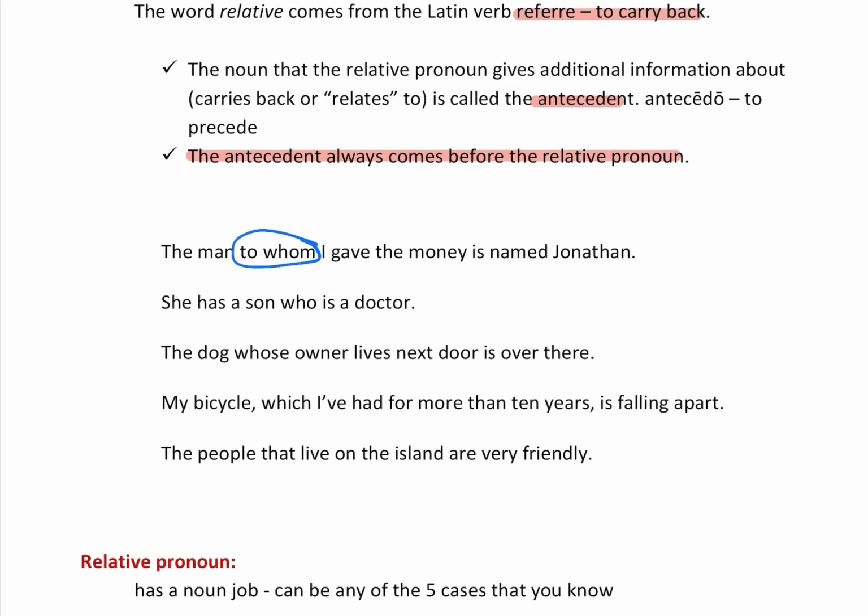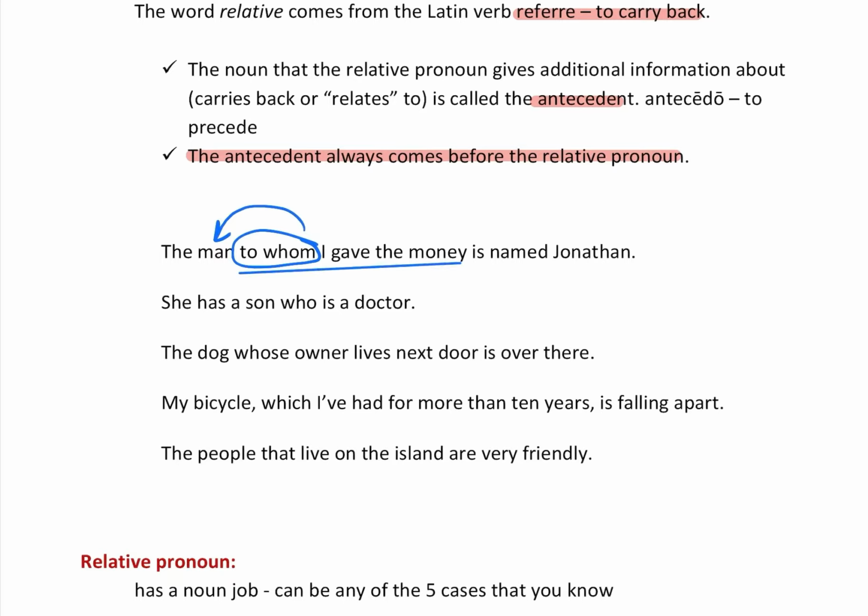All right. Who does whom modify? Who is that describing? To whom? It has to be before, and there's only 2 words. Clearly, one of them's a noun and one of them's not. It refers to the man. So this is going to give me more information about the man. So the man, what's the whole clause? It starts with the relative pronoun. What do you learn about the man? It's the man to whom I gave the money.